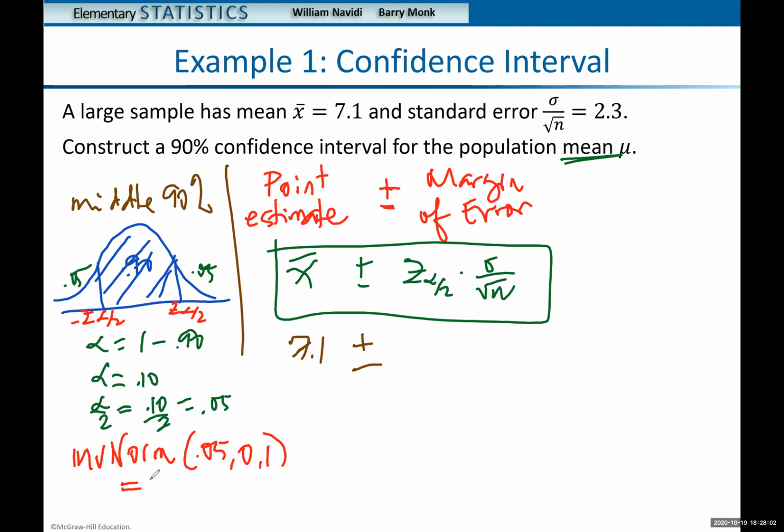-1.64. Yeah, so this is a special case. Use 3 decimals here because this is exactly 1.645. There are 2 more like this, and I'll tell you when we use them. So if it's 90%, always use these 3 decimals, 1.645. So this is negative, and the other one is going to be positive, so plus or minus 1.645 times the standard error given, which is 2.3.